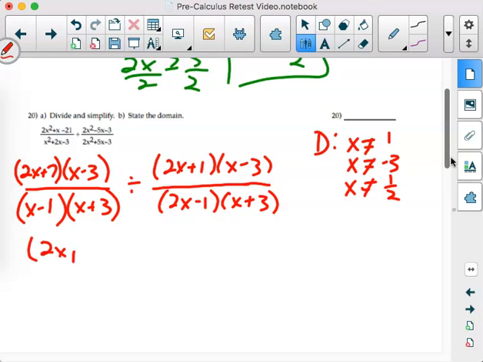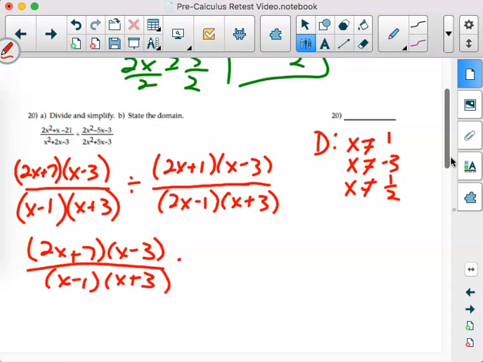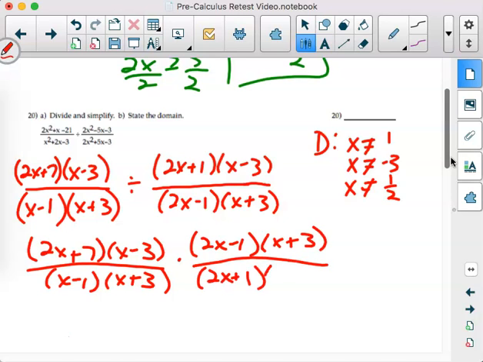So I have 2x plus 7 times the quantity x minus 3 over x minus 1 times the quantity x plus 3 times, and you only flip the one that you are dividing by. But when you flip it, you have now created two new restrictions in the domain, because now these are factors. So now we'll have x can't be negative 1/2, and we could just change this one to plus and minus. And we have a positive 3, so we could do a plus and minus on our 3 there as well.